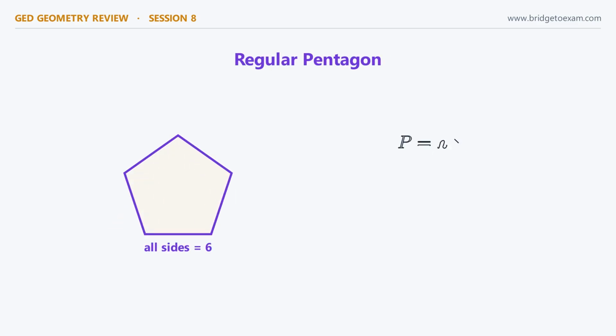Regular shapes are quick. This pentagon has 5 equal sides of 6, so perimeter is 5 times 6, which is 30. Count the sides, multiply by the length.